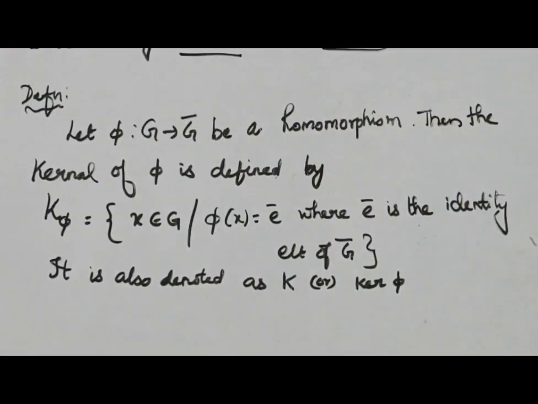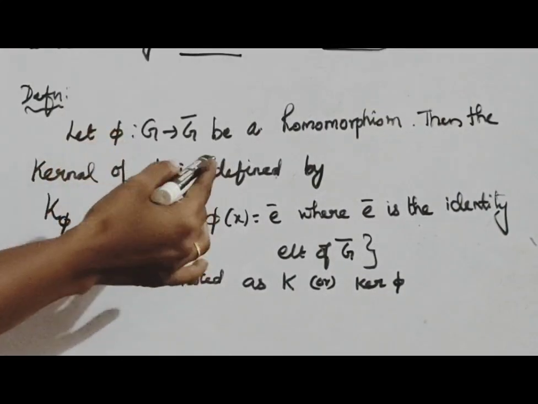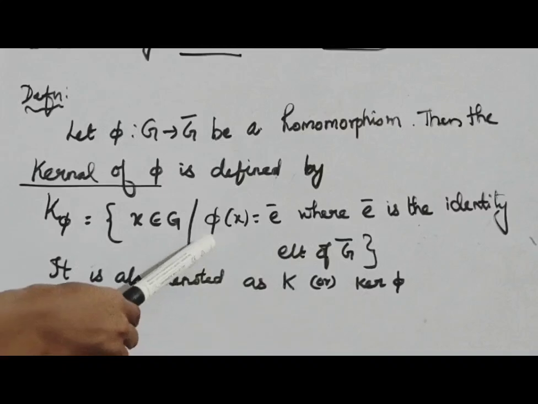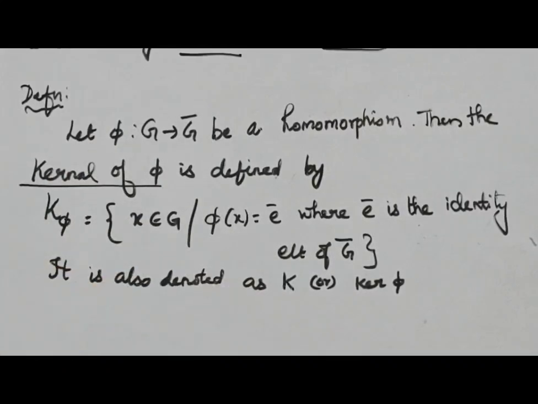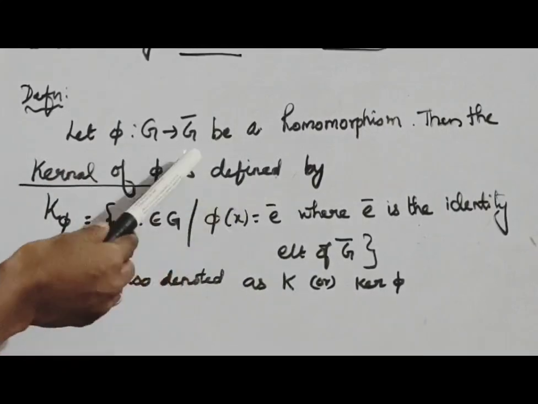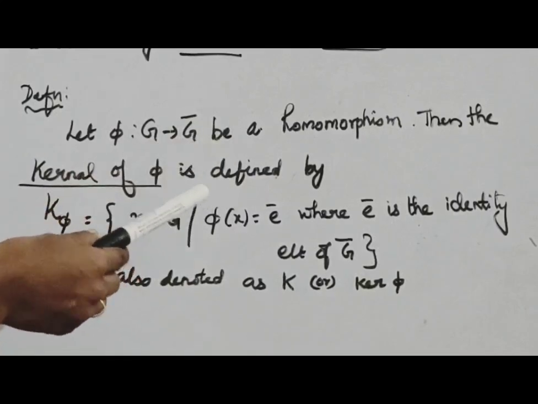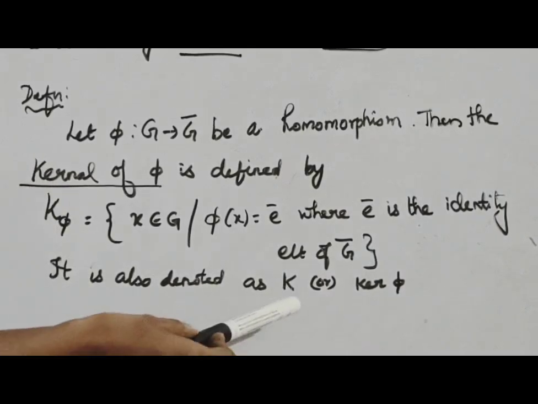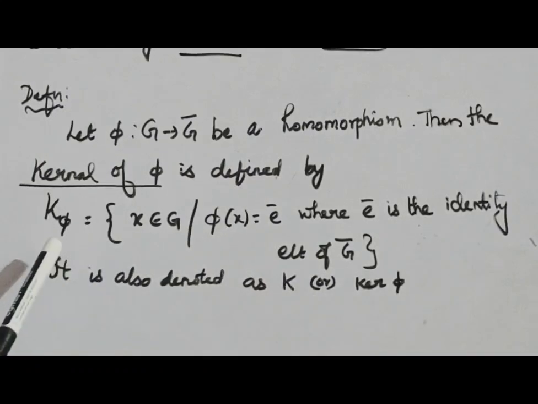Next definition: let phi from G to G bar be a homomorphism, then the kernel of phi is defined by K phi, which is equal to the set of all x in G such that phi of x is equal to E bar, where E bar is the identity element of the group G bar. Kernel of phi is denoted as capital K, kernel phi, or K phi.